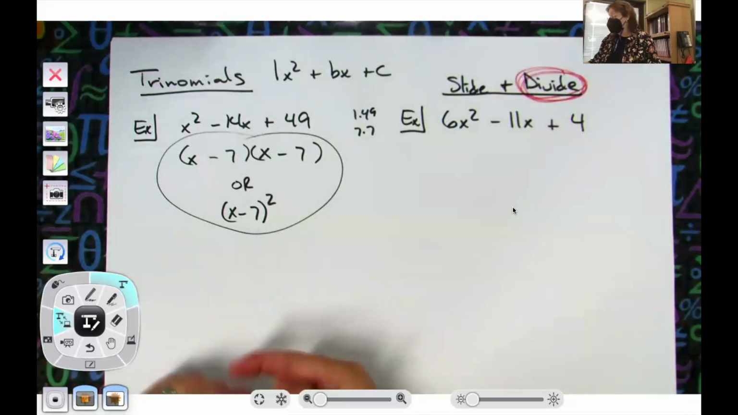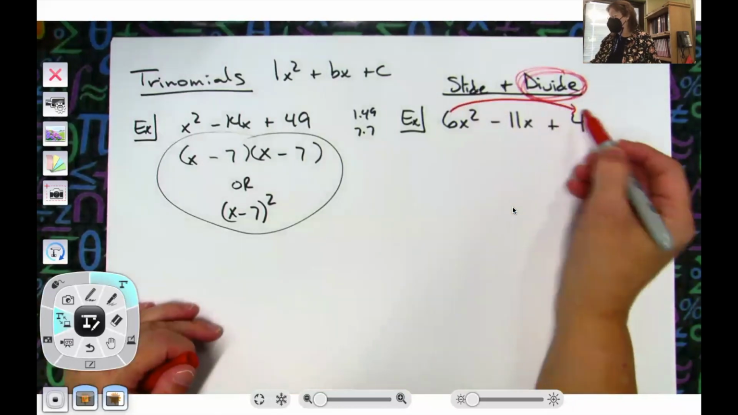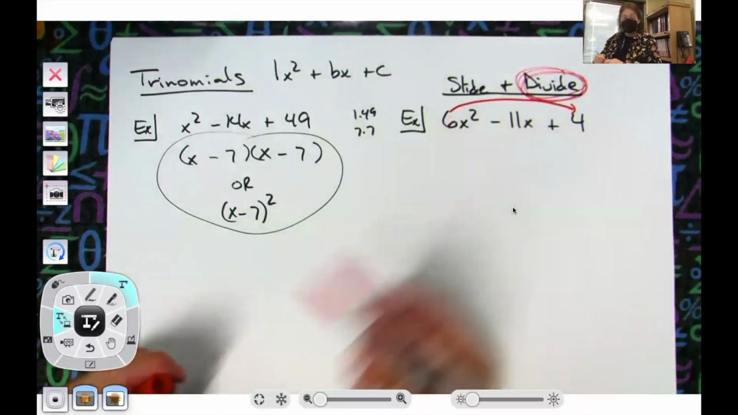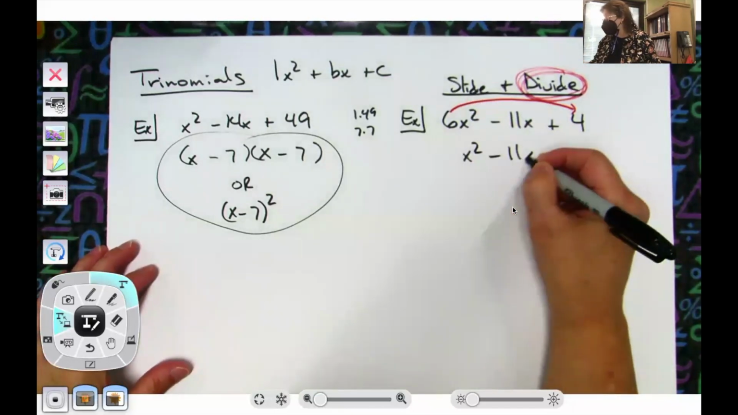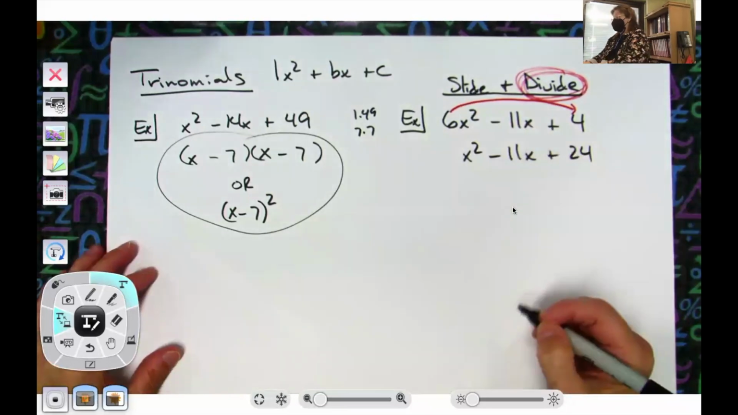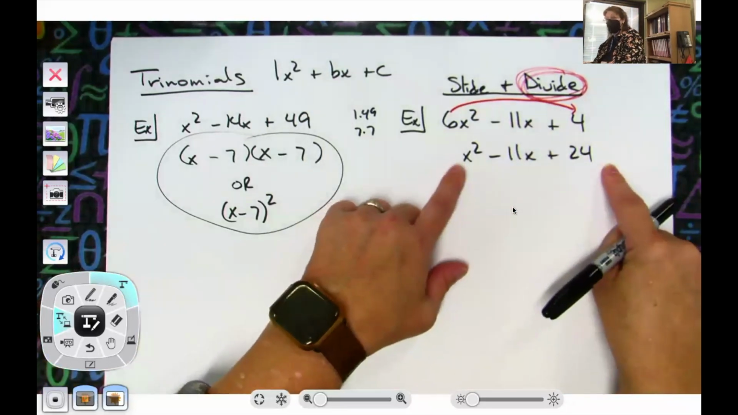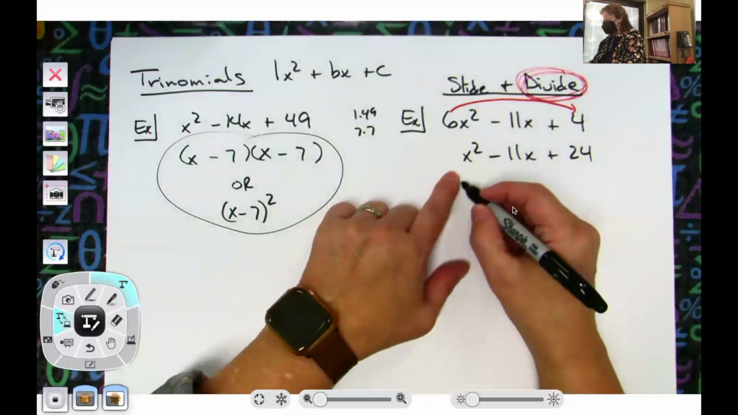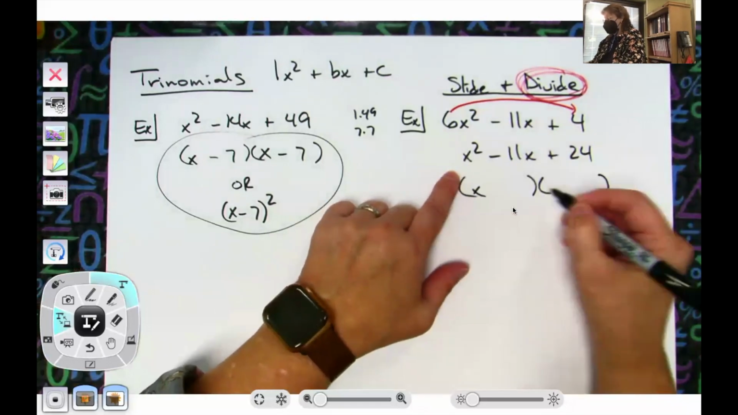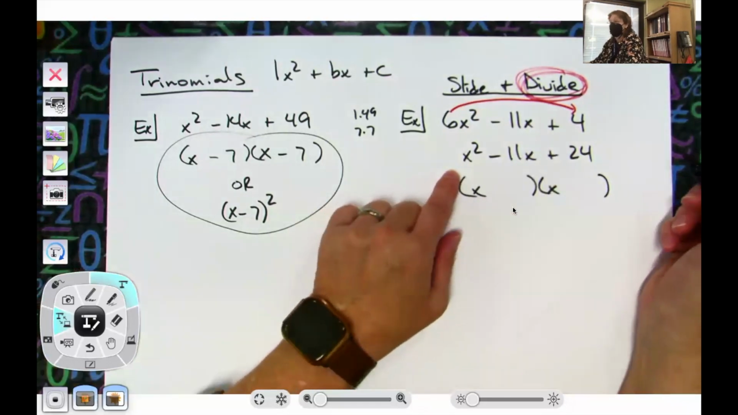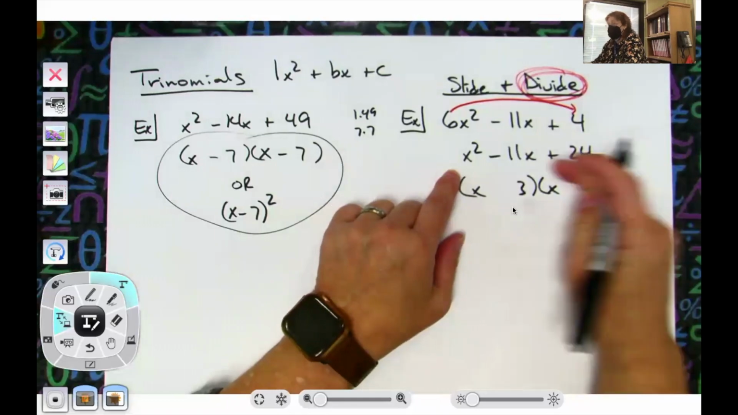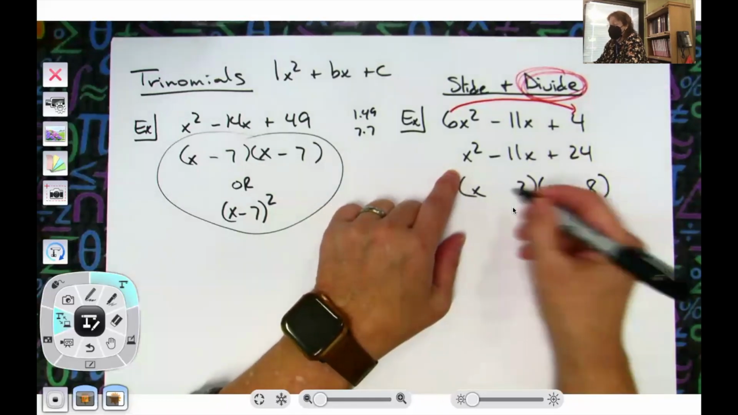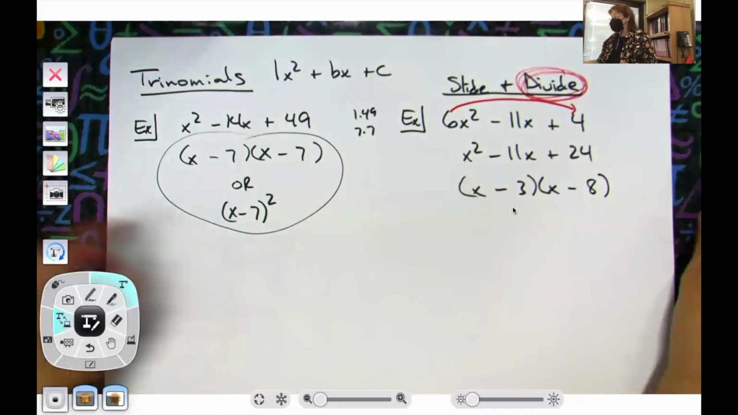So let's slide. First step is to slide that down there. 6 times 4 is going to be what? 24. So x squared minus 11x and then plus 24. The reason we do this is because now I've got what? A leading coefficient of 1. So hopefully you can guess and check this. So x and x. To get a 24, I got to use an 8 and a 3, right? Because 8 times 3 is going to be 24. To get the negative 11 in the middle, I need a negative and a negative, right? Okay, now I've done the slide part.